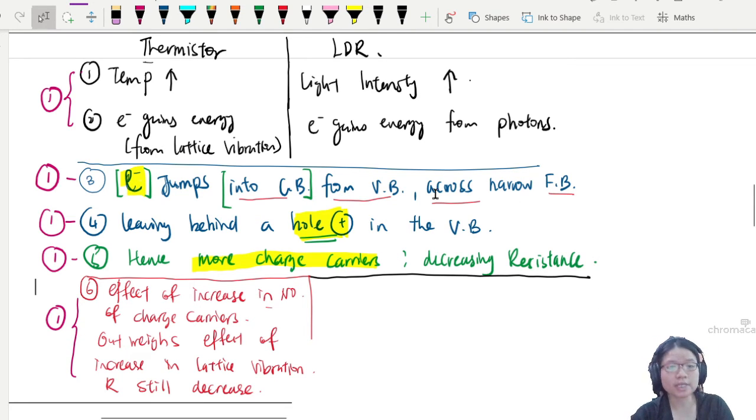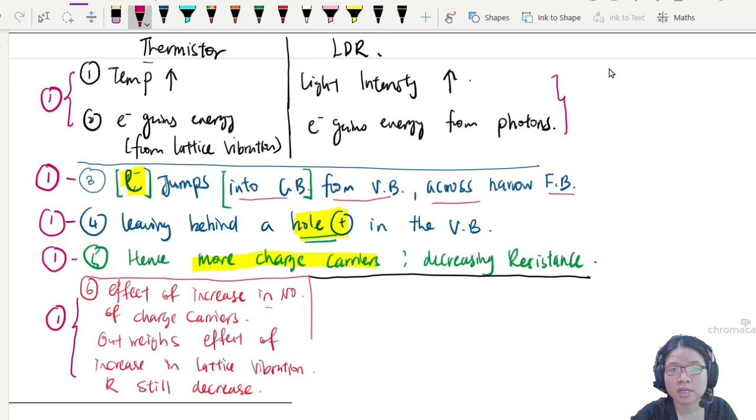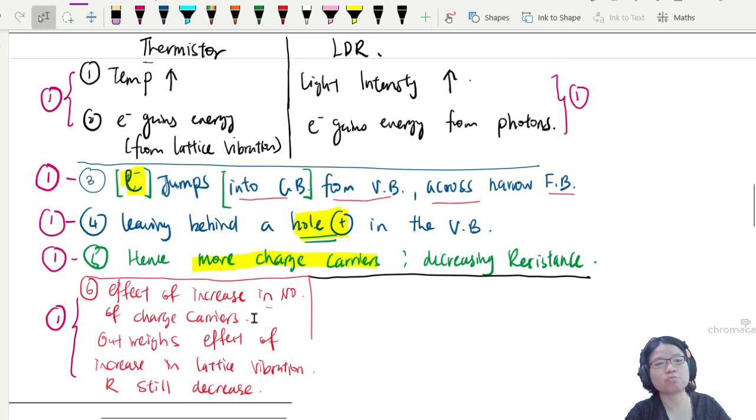Okay, so when you read and answer the question, you have to be very specific about what they're asking for. Sometimes they ask about the LDR. Then you write these 5 points or 4 points. Light intensity increase, electron gains energy from photon, and this one is all still the same, 1 mark each. Okay, the only difference is that for the thermistor, maybe you increase the number of charge carriers, the resistance decreases by 50%. Sure, the lattice vibration is happening, but maybe the lattice vibration effect is only 10%. 10% increase, 50% decrease, the net effect, R will still decrease.